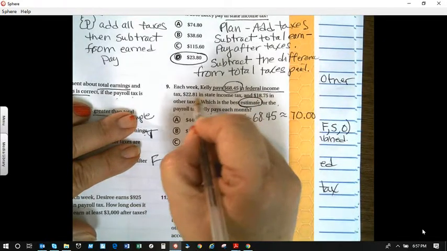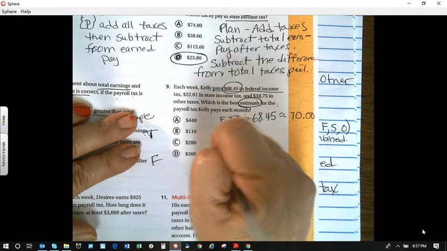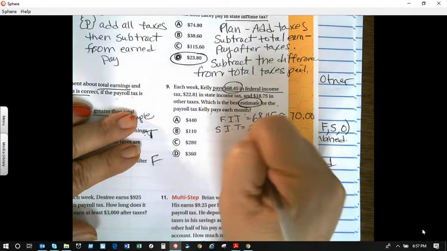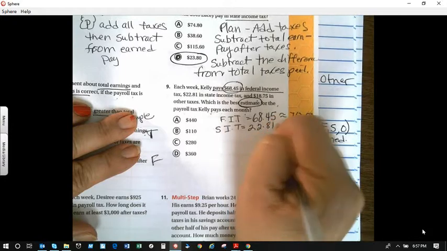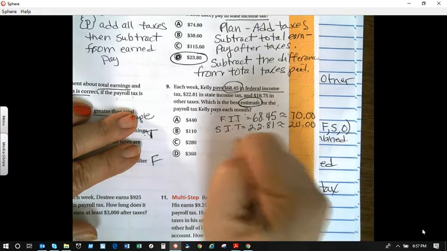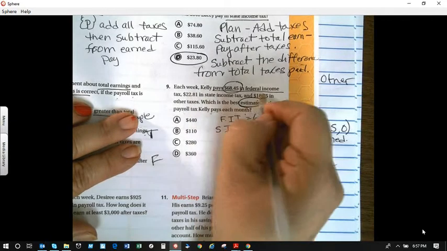Then I have state income tax is $22.81. So that's about $20. And then we have other taxes.